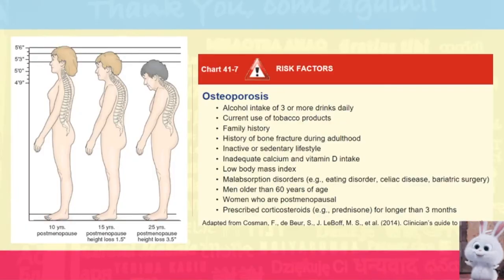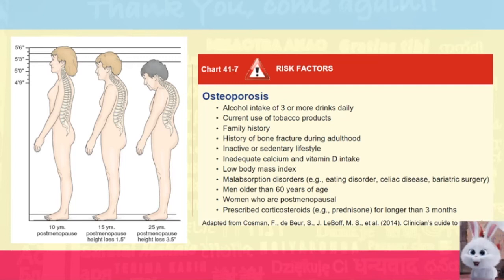Okay, so here are listed the risk factors related to osteoporosis. So alcohol, tobacco, family history, bone fracture during adulthood, inactive sedentary lifestyle, inadequate calcium and vitamin D intake, low BMI. Particular emphasis here on malabsorption disorders, an example of which is celiac disease, which leads to irritation of the bowel, hence poor absorption of calcium. Then you have bariatric surgery. In bariatric surgery, class, there will be a resection of the stomach wherein only a small part of the stomach is left to your patient, which leads to poor absorption of calcium. Then andropause, then menopause, and then steroids that last longer than 3 months.